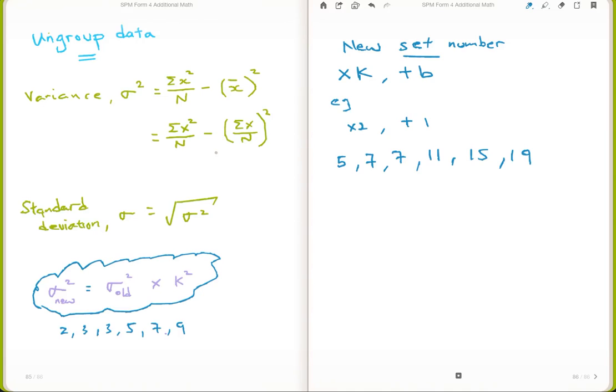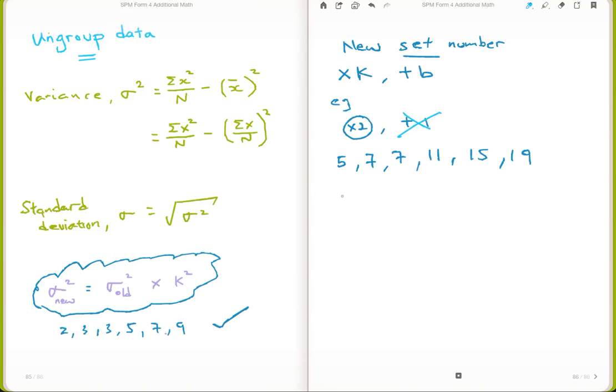All you need to do is get the old variance value, and then you just times it with the square of 2. You may just ignore the plus 1. Alright? I know this will be rather hard for you to understand. Let me show you an example by using this number.